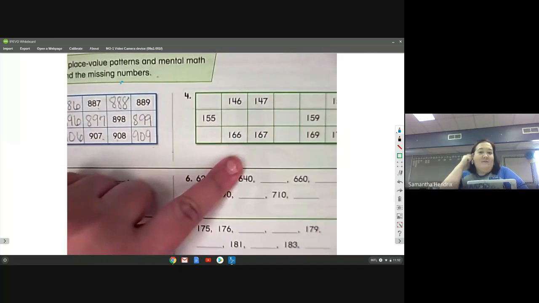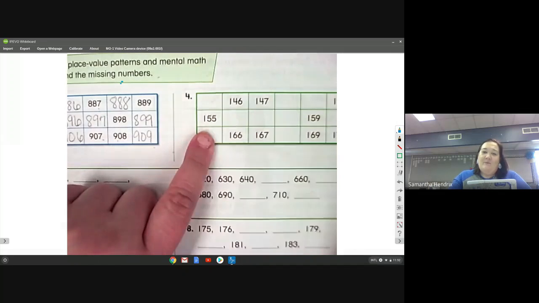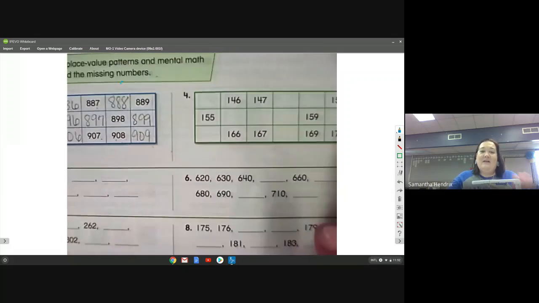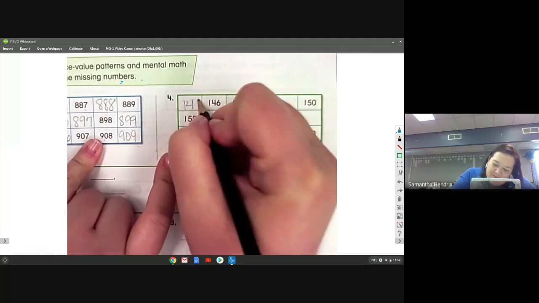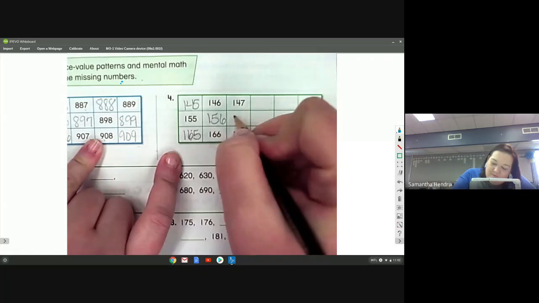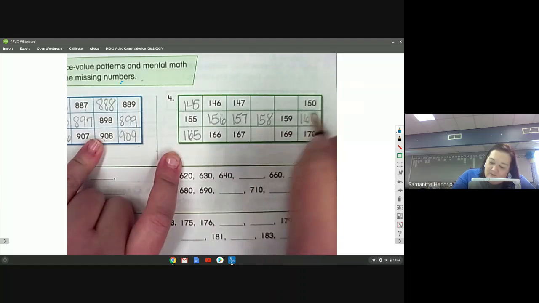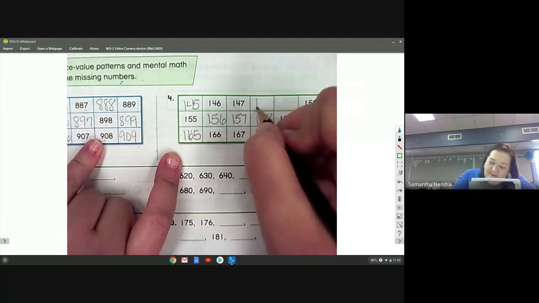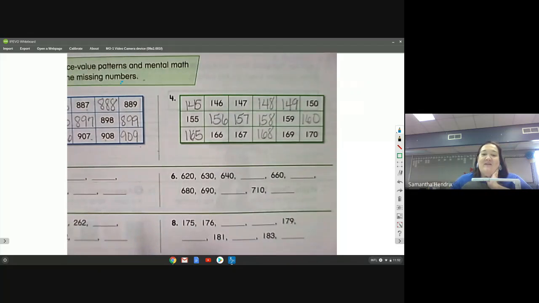You do number 4 by yourself. Increasing by 1, tens are increasing by 1. Okay. Pause it, and then I'm going to fill it in. Pause. Okay, so it doesn't matter what order you fill it in as long as your brain can do that pattern, okay? I kind of filled it in all over the place.